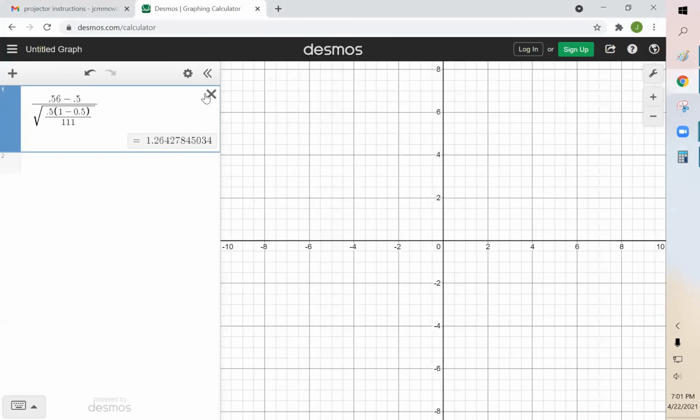So let's put that into Desmos. 8.5 minus 7 over 1.59 over the square root of 5. And we get our test statistic of 2.109.